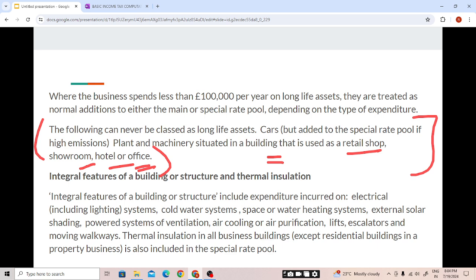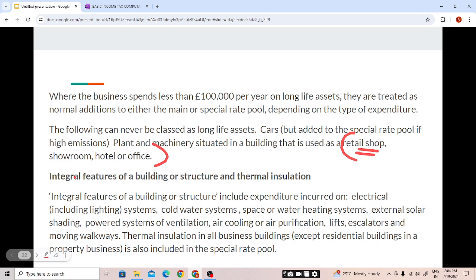Special rate pool is only available on long life assets, and long life assets will not be classified for cars and plant and machinery which are situated in buildings like retail shops, showrooms, hotels or offices, because we do not have a guarantee that we will run the retail shop or the showroom for more than 25 years. So these are the assets which are not included in the long life asset. First one is the car, and second, plant and machinery situated in a building that is used for retail shop, showroom, hotels or offices.